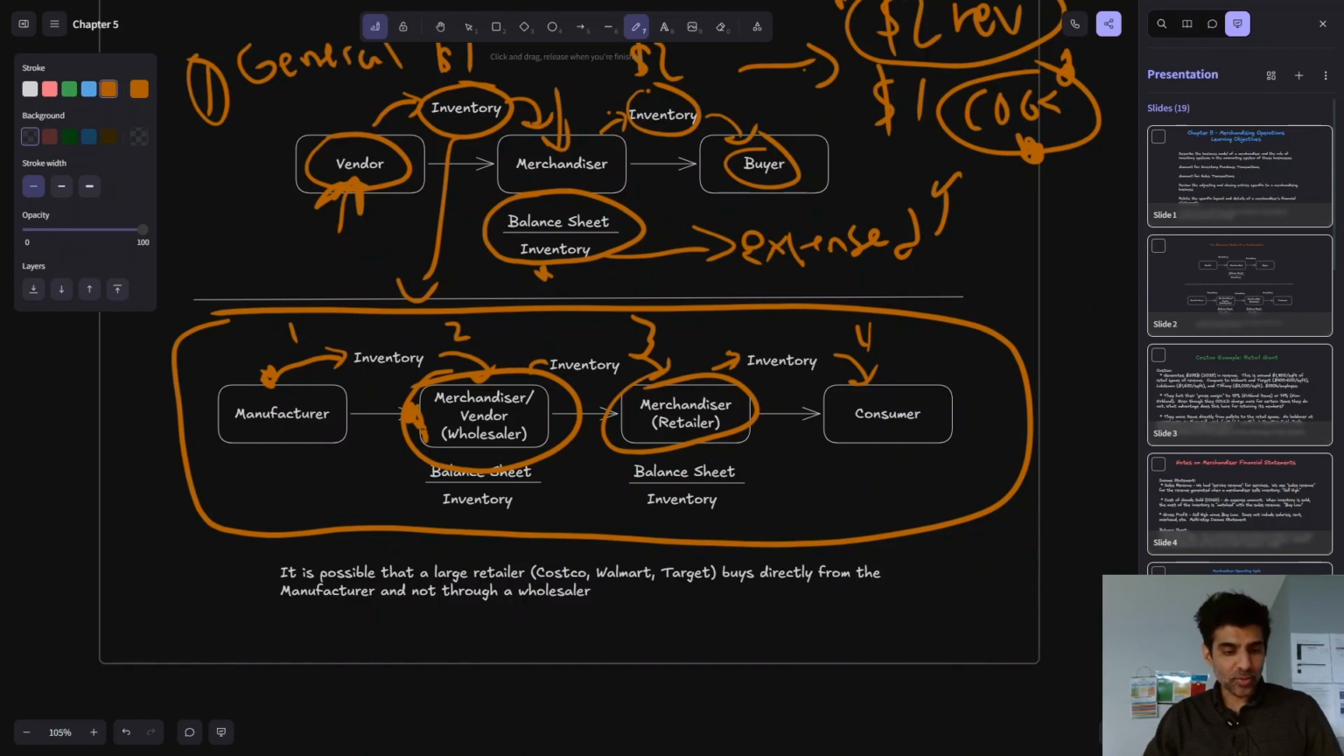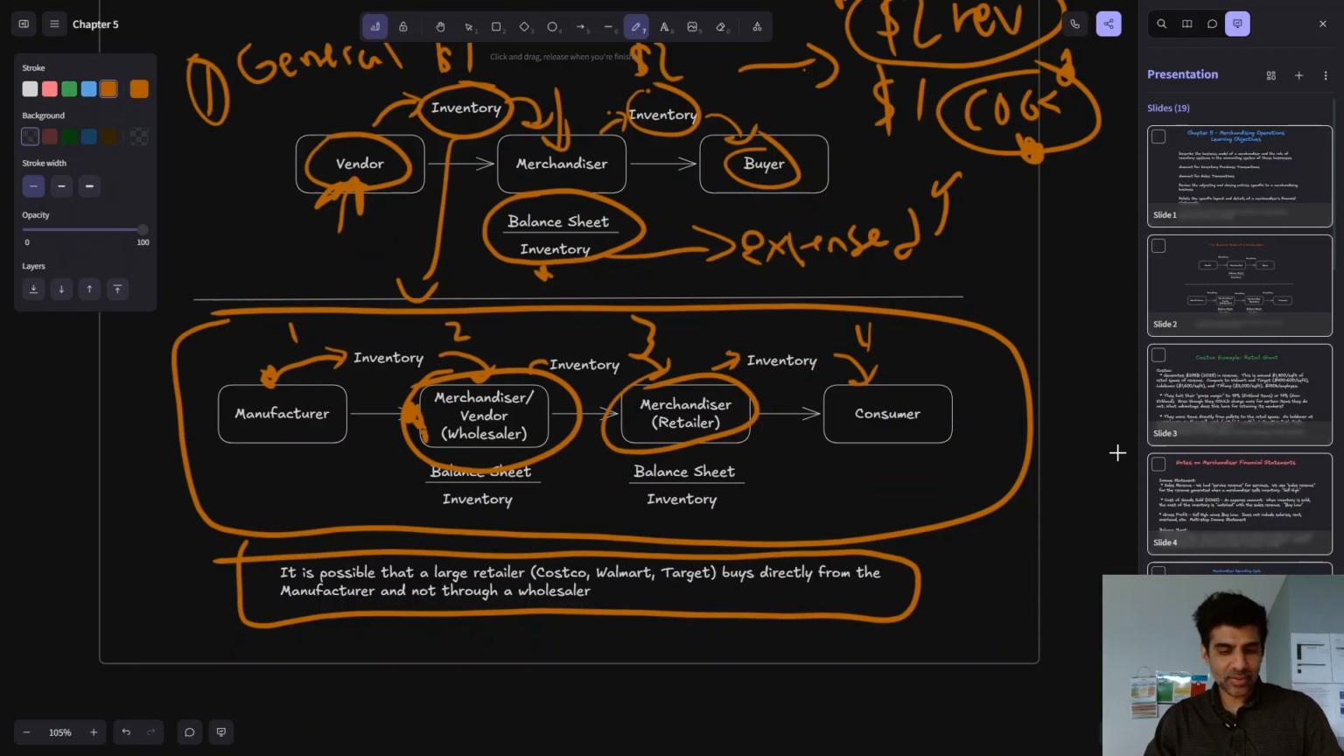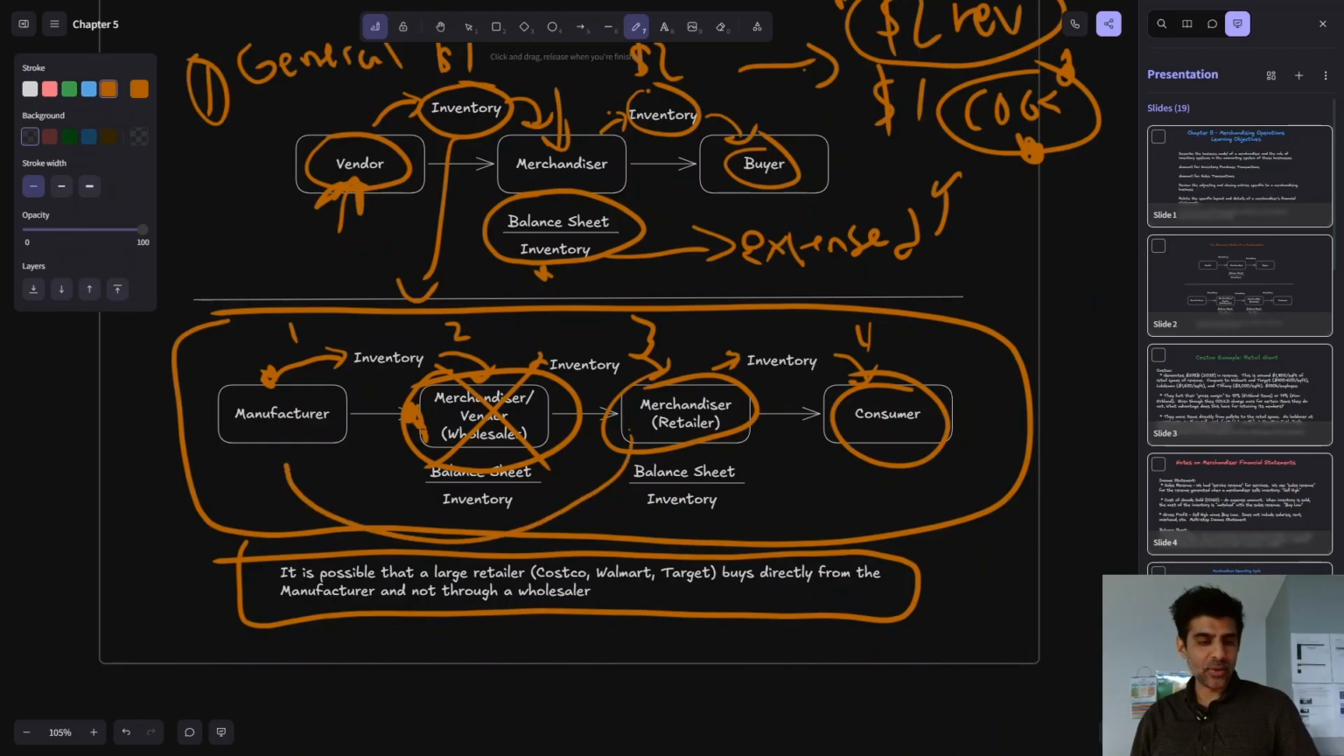Okay, but it is possible that some retailers, Costco, Walmart, Target, these are really large retailers where we as consumers shop, they can also buy a ton of items, right? So they just buy directly from the manufacturer. Okay, so that's why they can sell it for cheaper too, because this profit that's taken at this step, they're cutting out, because they're buying enough quantity to get it at this $1 price instead of having to buy it for whatever, $3 from the wholesaler.